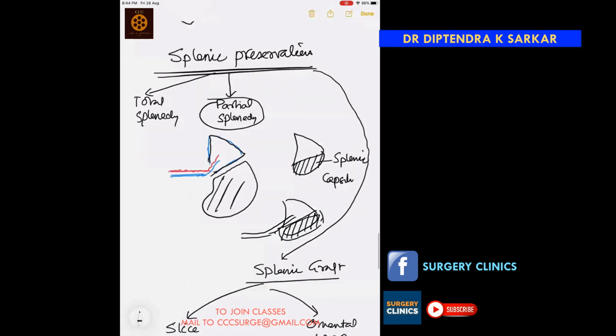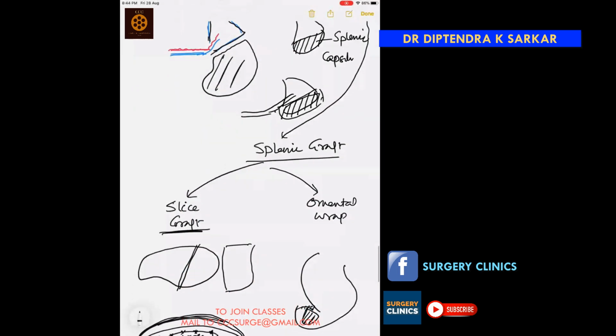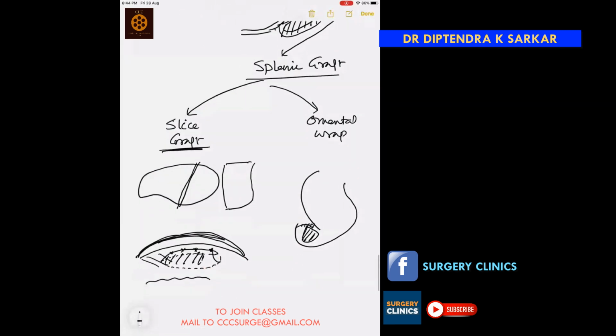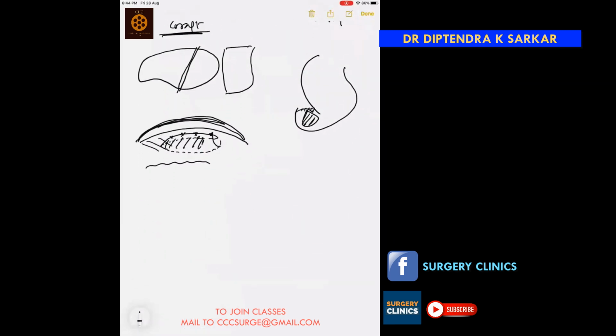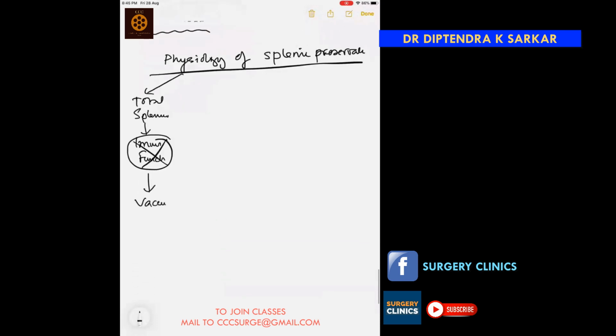So basically, as I said, we can divide it into total splenectomy, then partial splenectomy with a wrap with the splenic capsule or the vicryl mesh, and a splenic graft which comprises these two techniques. Now the question comes, what about the physiology of splenic preservation? With total splenectomy, the immune function is gone, and therefore a vaccine is a must. The pneumococcal and these vaccines become mandatory.